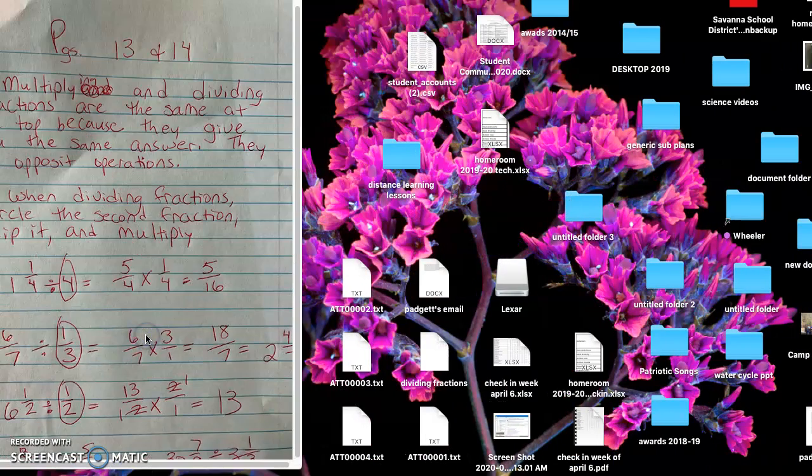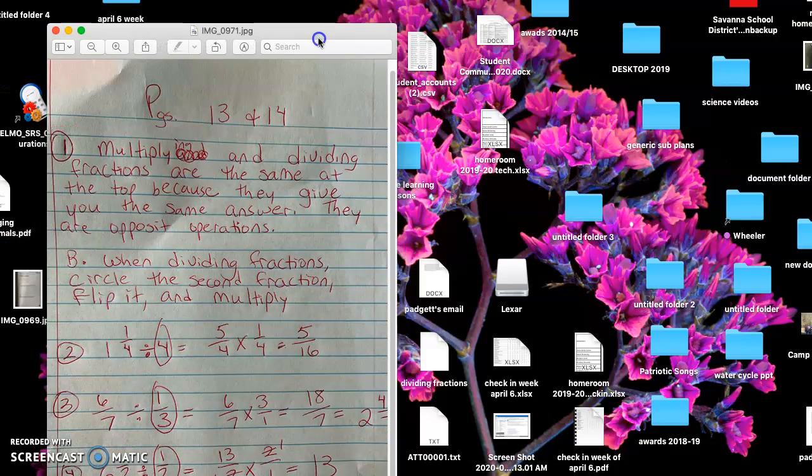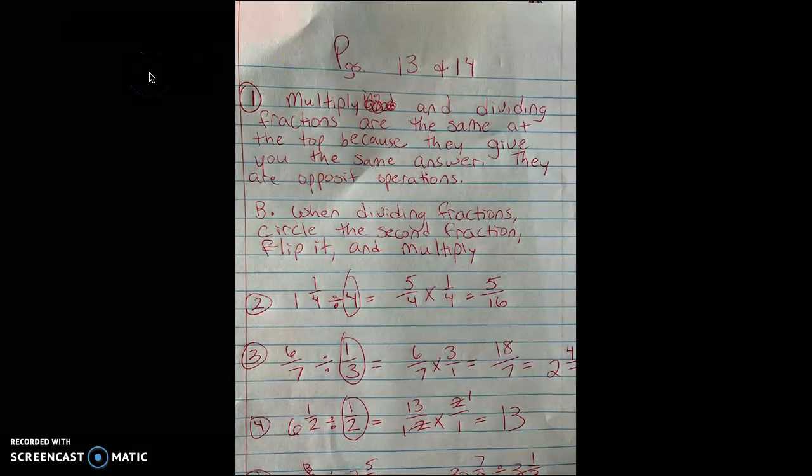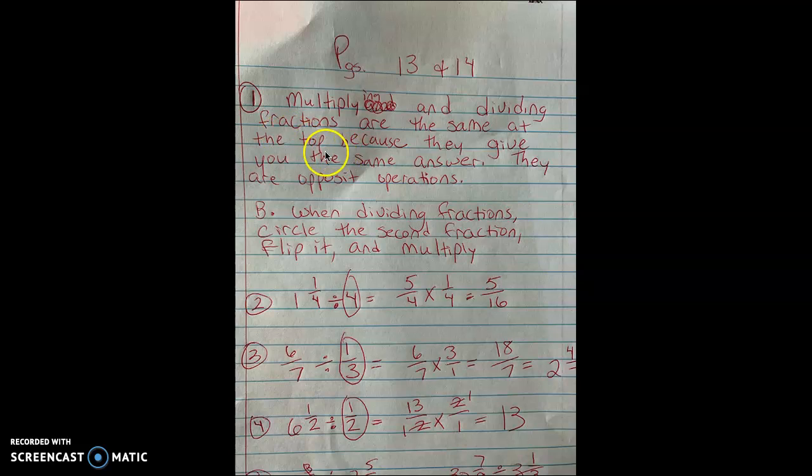Okay, so on question number 1, it wanted to know how are those columns the same and how are they different. They're the same because they're the same at the top because they give you the same answer. So, for example, 1/5 divided by 1/3 is going to give you the same answer as 1/5 times 3/1. So they give you the same answer. They are opposite operations. That's how they're different. One is multiplying and one is dividing.